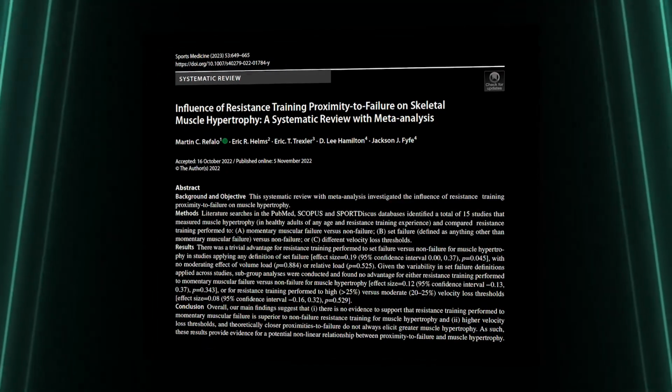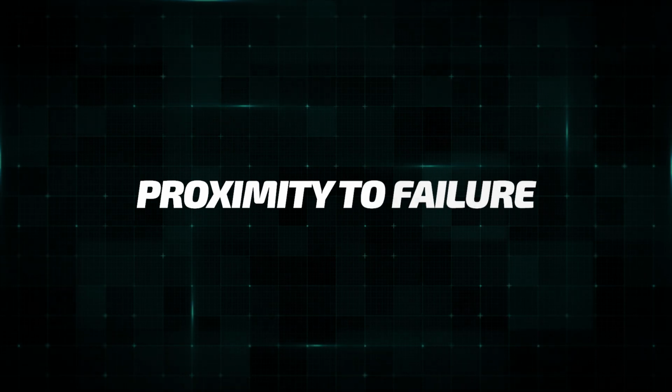On the other hand, so long as sets are terminated pretty close to failure, and more on this in a bit, load really doesn't seem to have an influence on muscle growth at all. If we revisit a meta-analysis by Refalo and colleagues, we can see that there really is no difference in outcomes between conditions that train with less than 60% of 1RM and those that train with loads heavier than 60% of 1RM. Now, to tie this together mechanistically, we need to introduce another domain of intensity, proximity to failure.